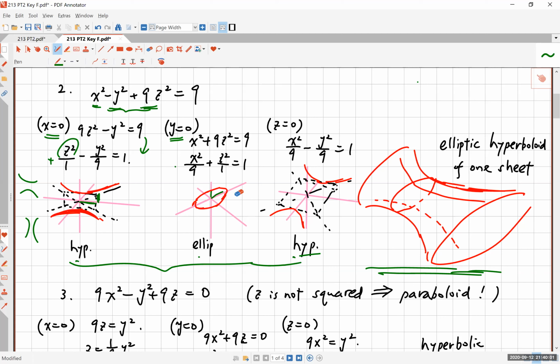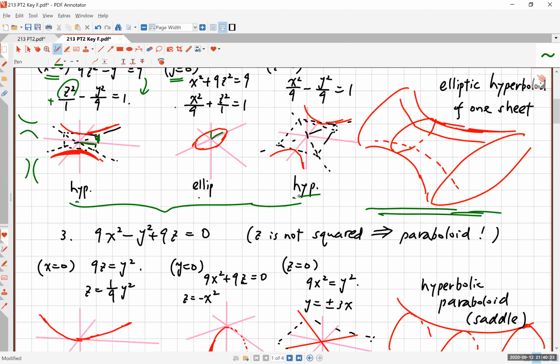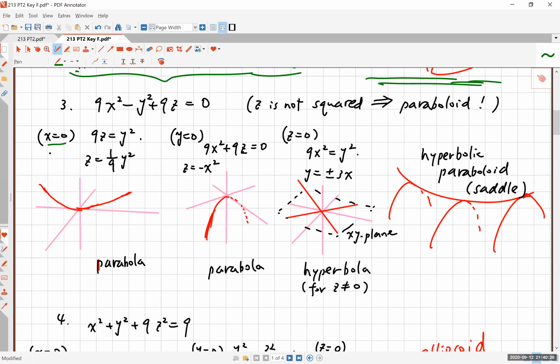Number 3, what's the difference between number 3 and the other ones? Well, this time you have z without the squared. So z does not get squared, the others do. And that is a classic property for a paraboloid. Of course you will see that in a moment. But in number 3, if x is equal to 0, you get this part, which is saying 9z is equal to y squared. And so hopefully you should be able to draw this parabola on the plane x is equal to 0.